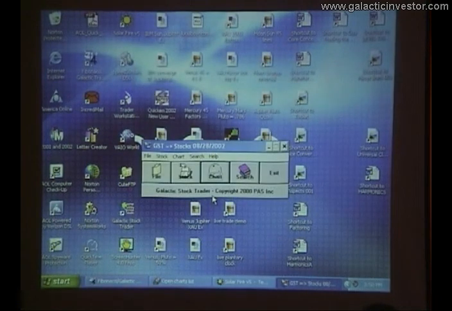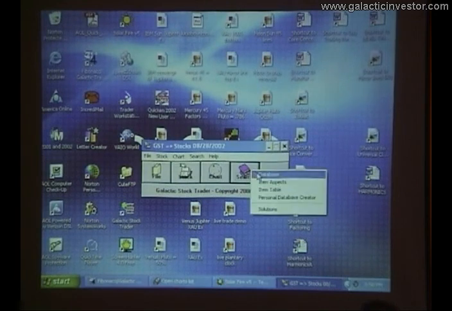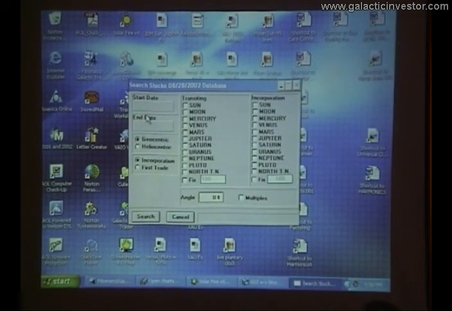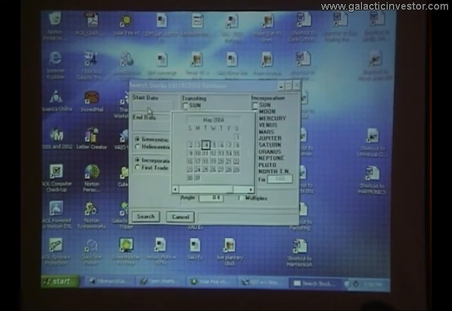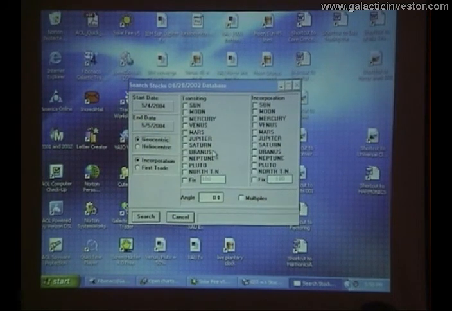And we have neat features. You don't have to be an astro whiz either to use this program. You can search. Yeah, he comes up with quarterly updates. You can talk to Linda about that.